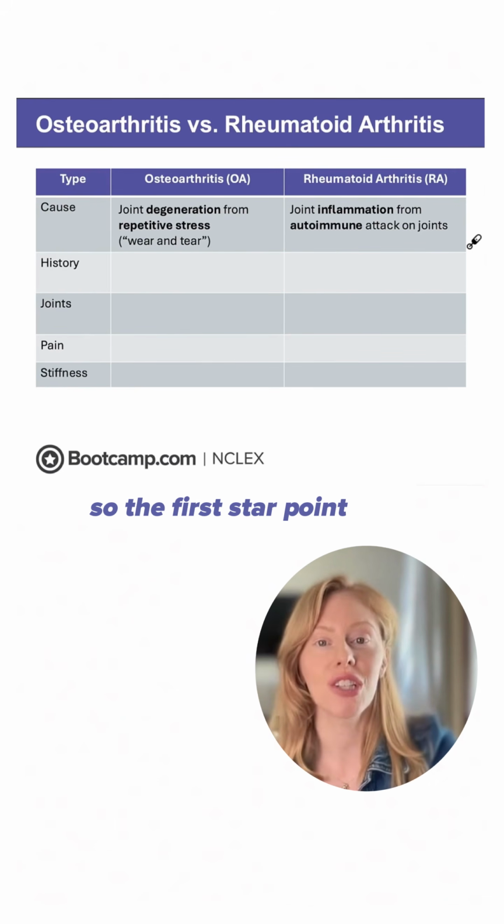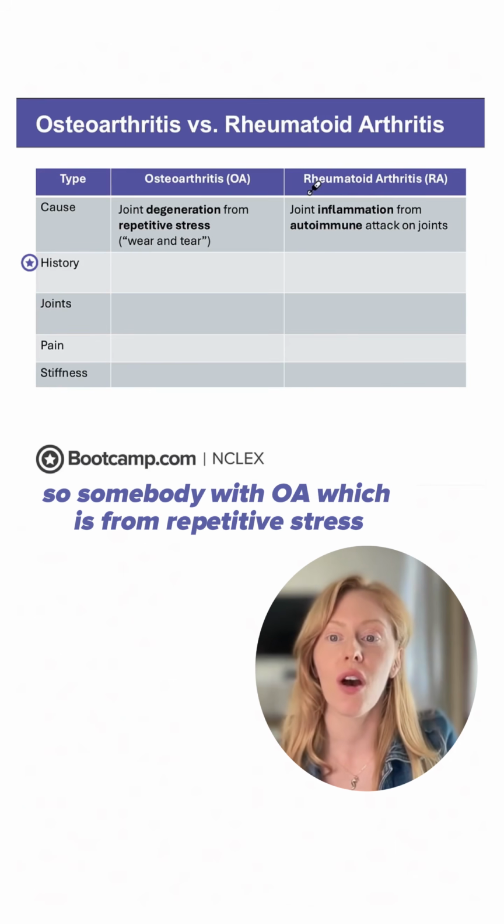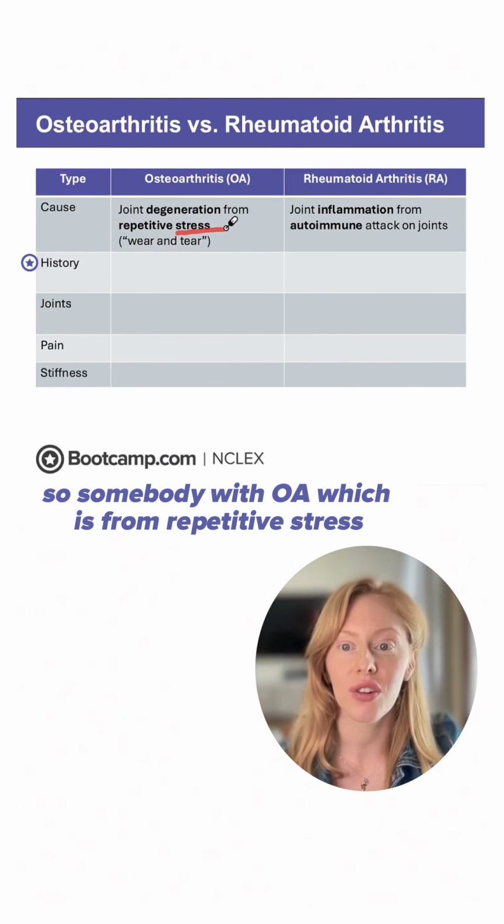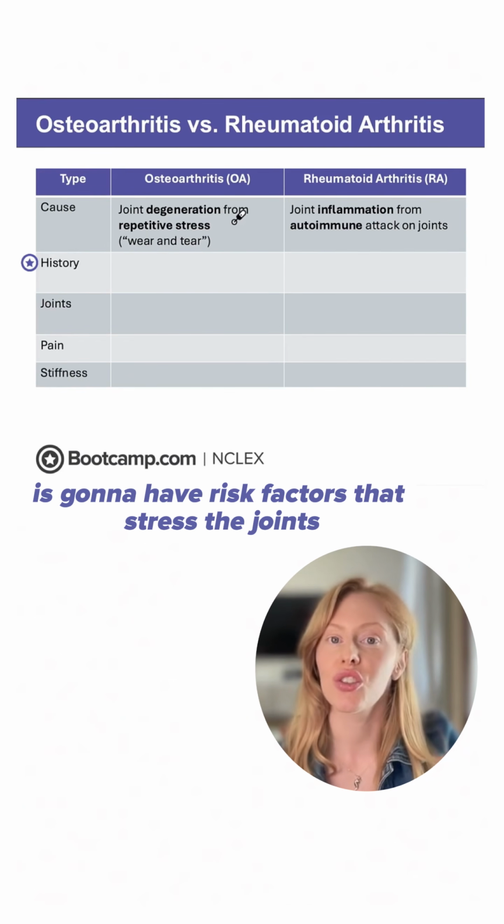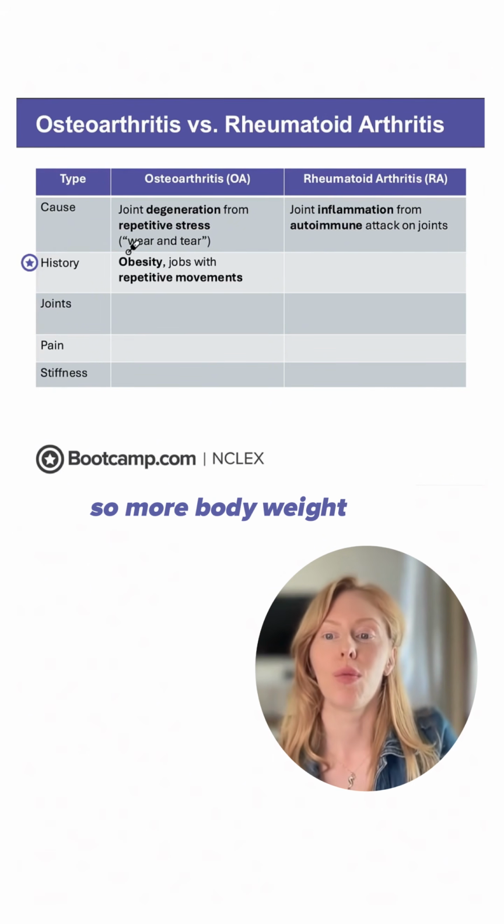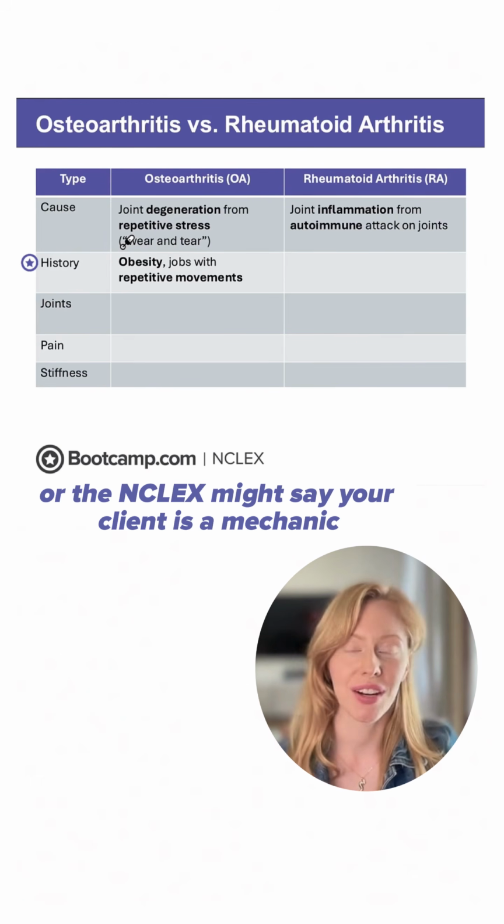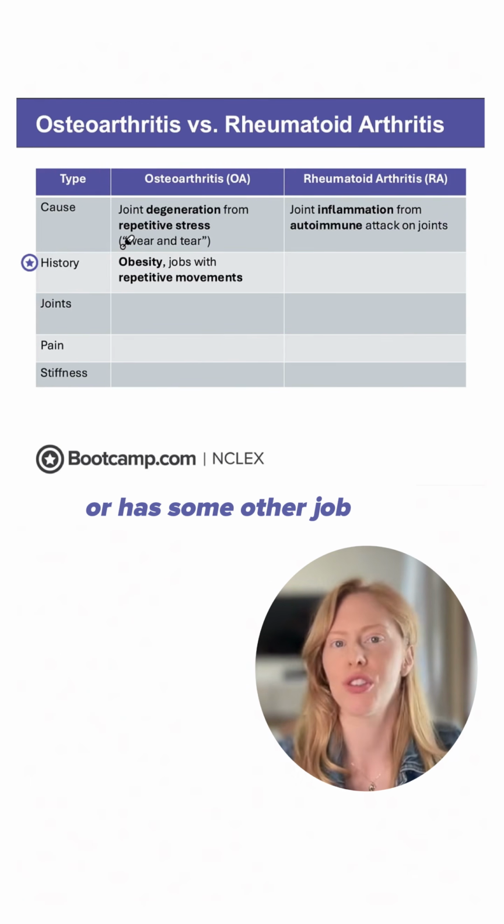So the first star point and key to know the difference is in your patient history. So somebody with OA, which is from repetitive stress, is going to have risk factors that stress the joints. The big one being obesity. So more body weight simply puts more stress on those joints. Or the NCLEX might say your client is a mechanic or has some other job where they crawl around on their knees all day.